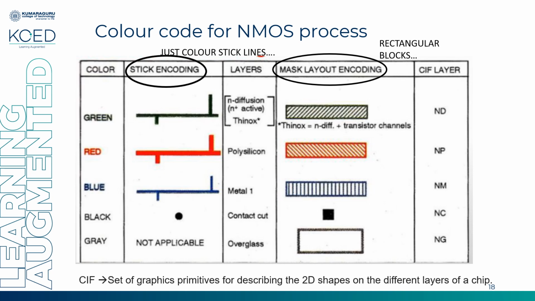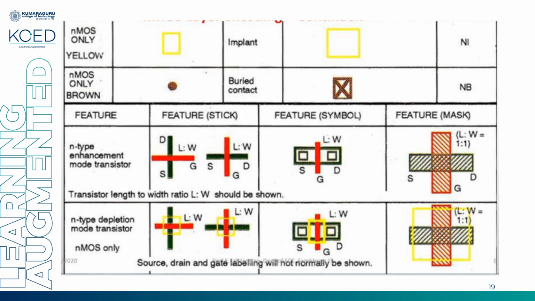As I told you, CIF is nothing but a set of graphic primitives for describing the 2D shapes on different layers. Followed by that, some more color coding is mentioned for the NMOS process. Here in the first column I have implant, NMOS implant, and then buried contact by a brown dot. In case of layout, it is a brown color square, within that you have a cross mark. So implant will be used in depletion mode transistor.